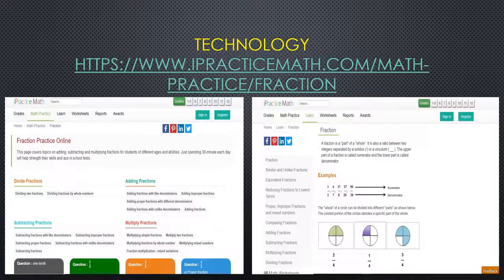Some technology that I found, a couple of websites that I really liked and enjoyed when I went through them. The first one is I Practice Math. Basically this is just a bunch of practice examples that you can go through. It also has you learn about each part. As you can see, you have the fraction here. It tells you pretty much what we just talked about, parts of a whole, and a bunch of stuff that you can pick from and practice what you've learned.